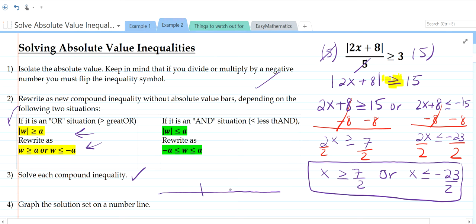And graphing the inequality, once again, it's important to make sure you write the smaller number first, then the larger number. You just draw the 2 tick marks and label the graph with those 2 numbers that we found. So this is negative 11.5 and 3.5. And these are going to be filled in circles because these are greater than or equal to or less than or equal to. And they're going to go outwards because this is an or situation.